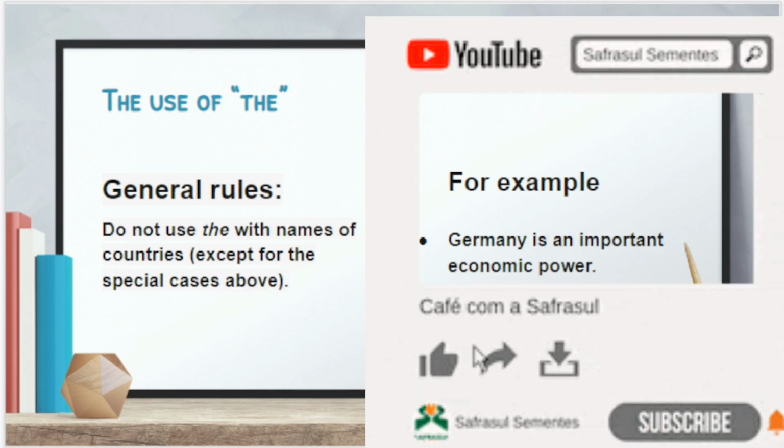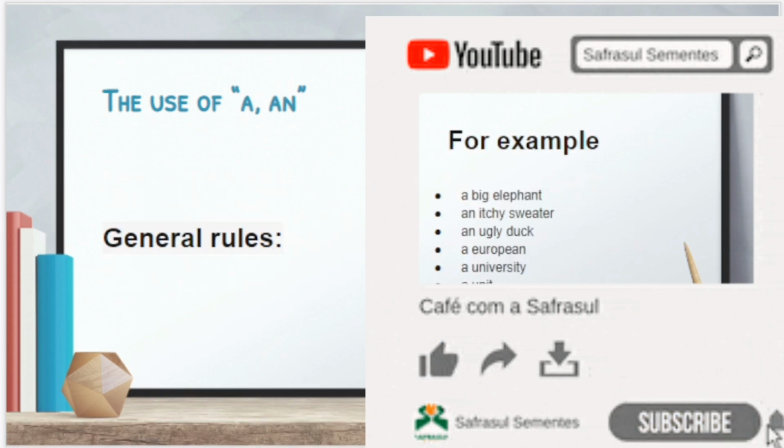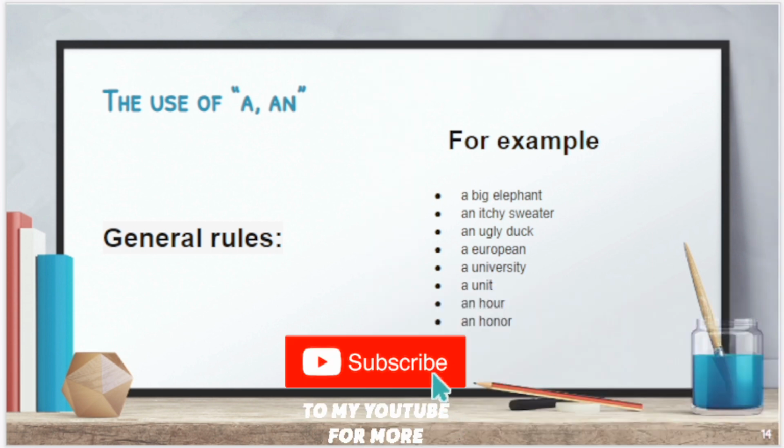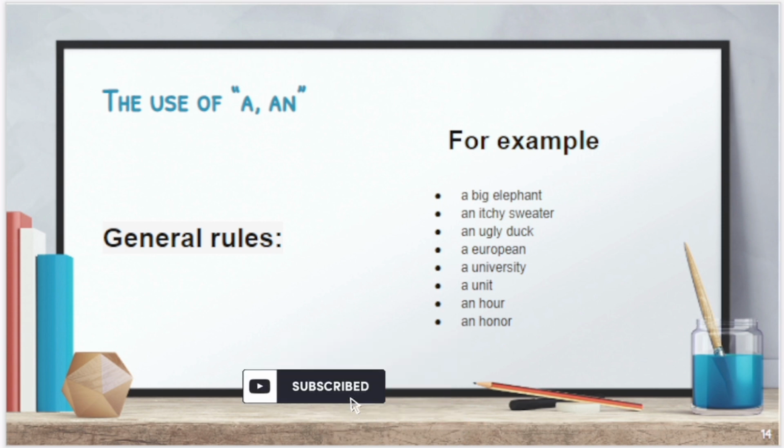Rule number 6. Do not use the with the names of countries except for the special cases above. For example, Germany is an important economic power. Now I will discuss the general rules of indefinite articles. If the noun that comes after the article begins with a vowel sound, the appropriate indefinite article to use is an. A vowel sound is a sound that is created by any vowel in the English language: A, E, I, O, and U. Sometimes Y, if it makes an E or I sound.